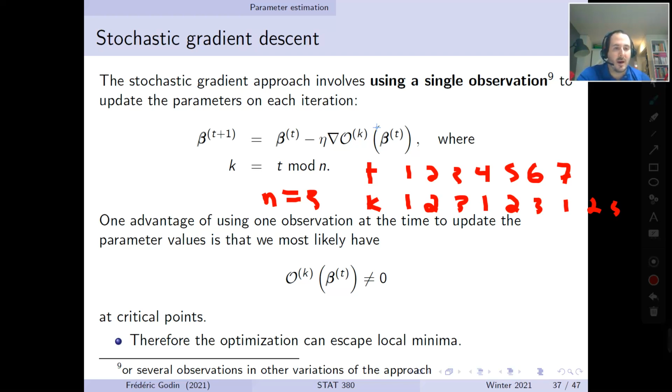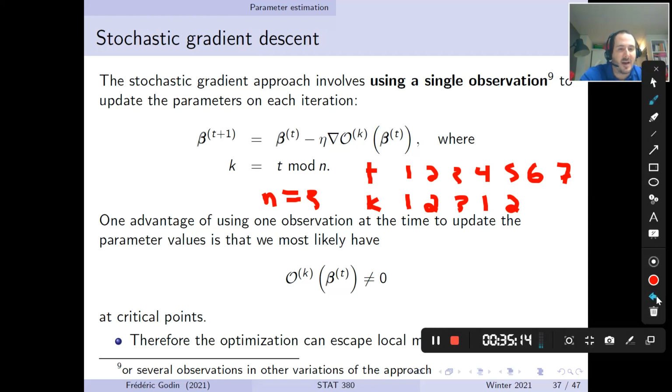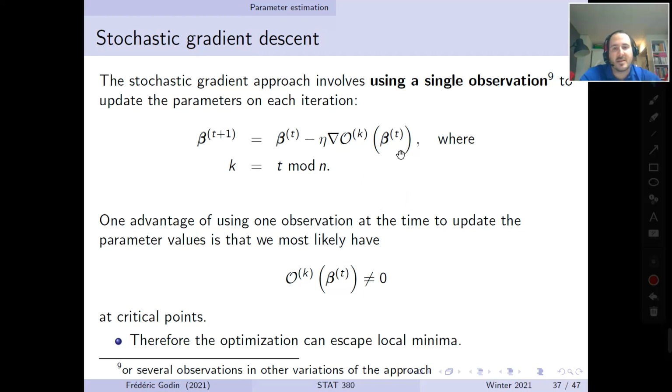Doing that, you might have questions. Why does it make sense to do that? What are the advantages of doing this? Well, the first advantage is pretty clear. It's speed. So it's very obvious that using a single observation to calculate the component of the gradient for that observation is much faster than if you had to compute the gradient for all observations at once. Okay, so this is faster in terms of computation.